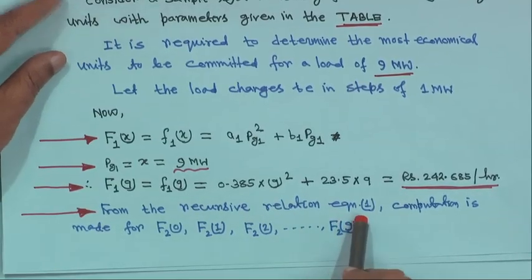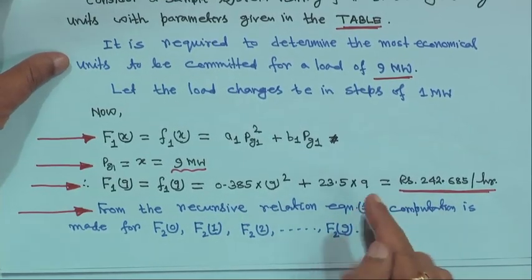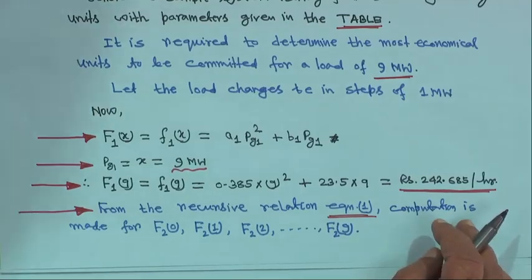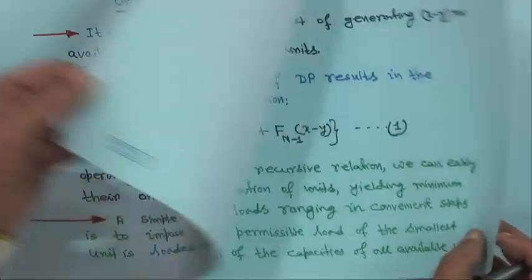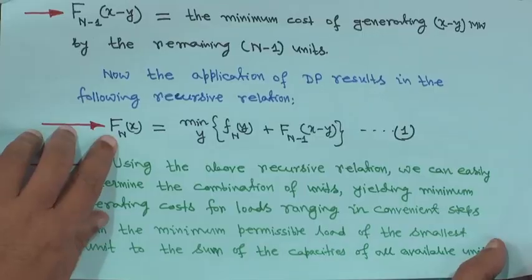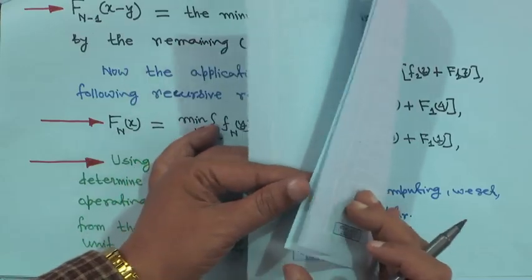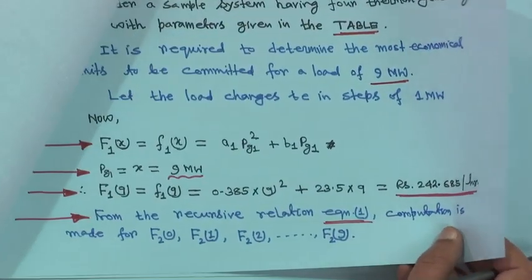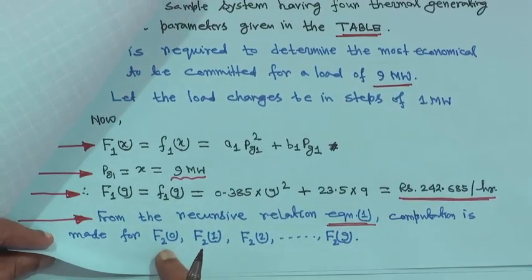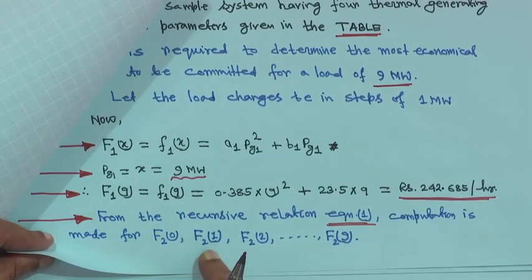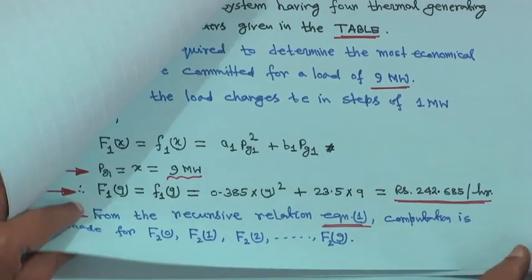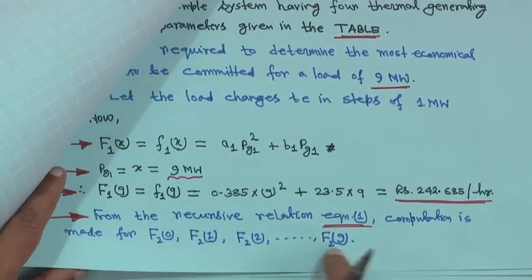From the recursive relation, that is equation 1, from this equation you can make it like this, that computation is made for capital F20, capital F21, capital F22 up to capital F29. So, how can one make it, this capital F20, F21, F22 like this.